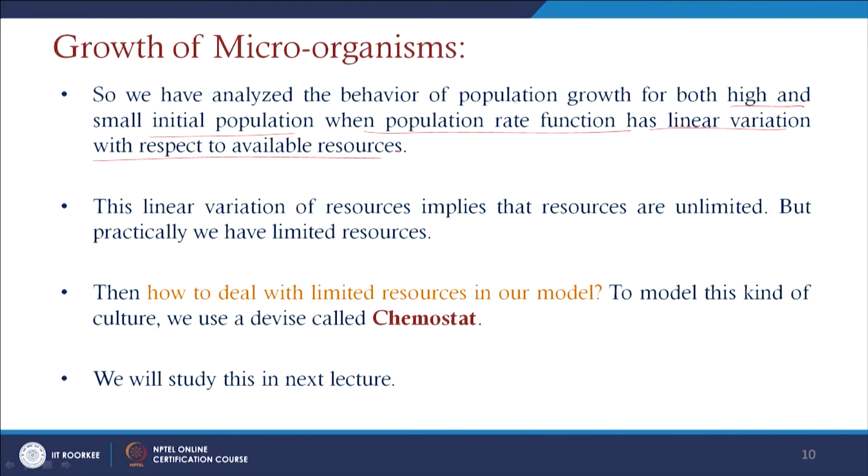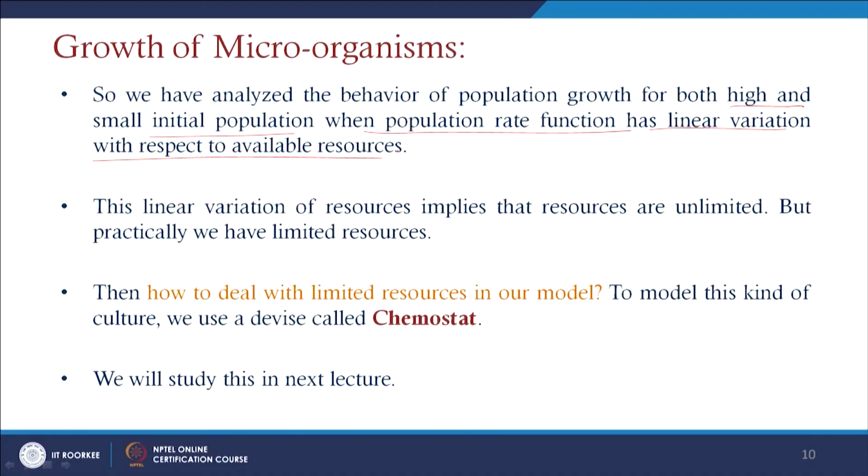And this linear variation of resources implies that resources are unlimited, but practically we have limited resources. Resources, whether we provide them or whatever is available, are always limited. So that is why the population level will always try to maintain its balance for the growth or decaying process. Then if limited resources are available, how will our model treat it?